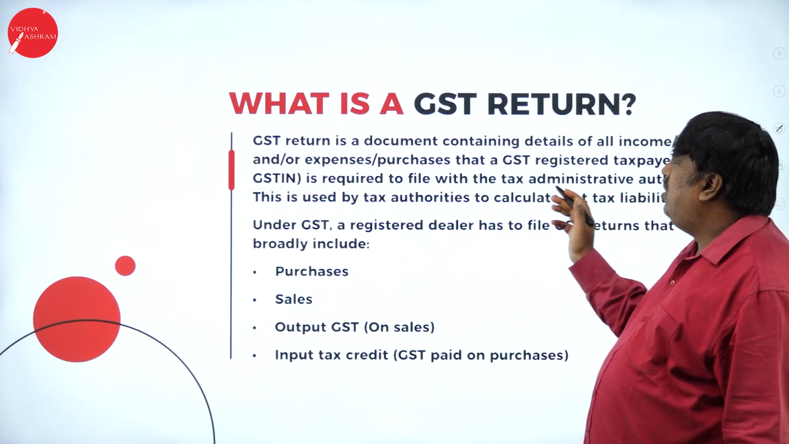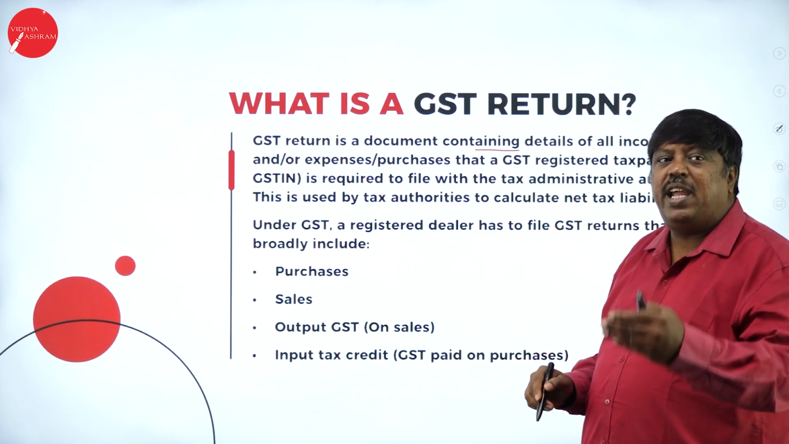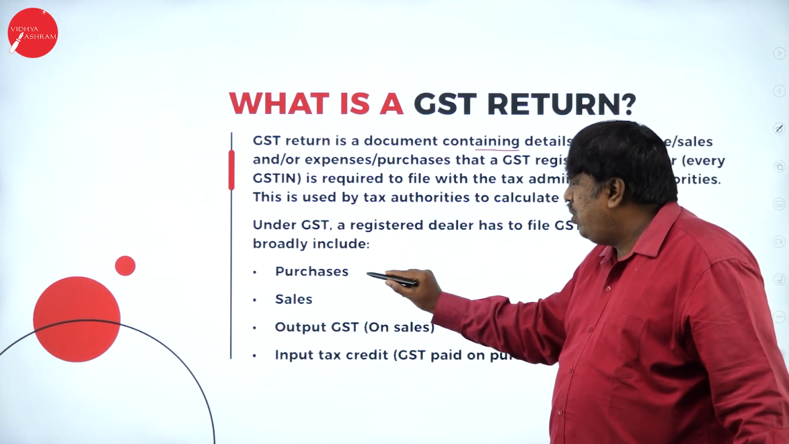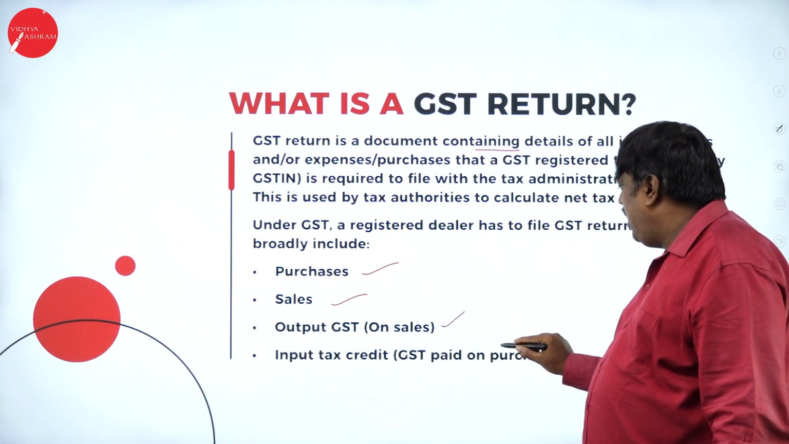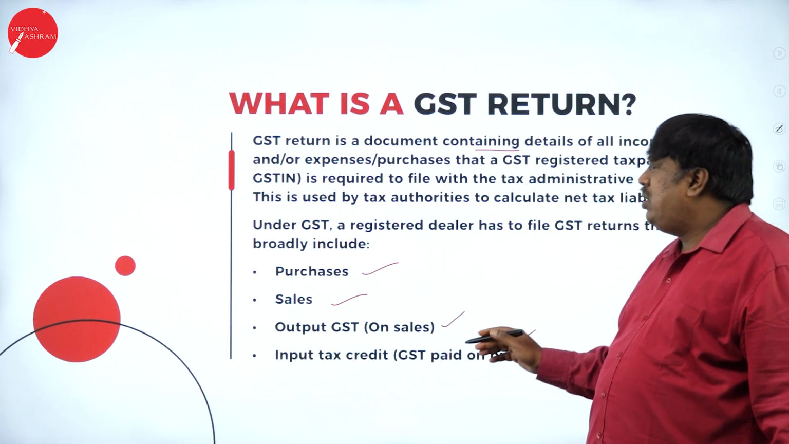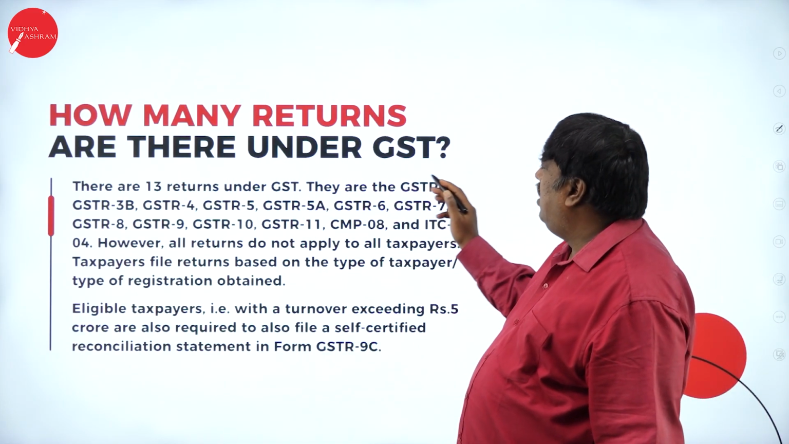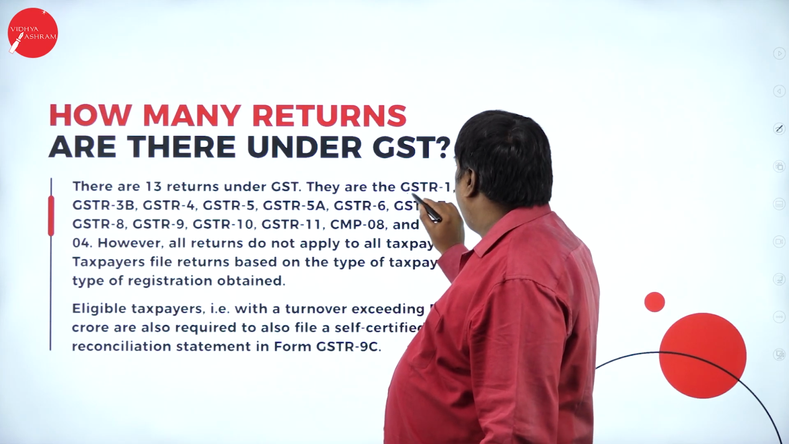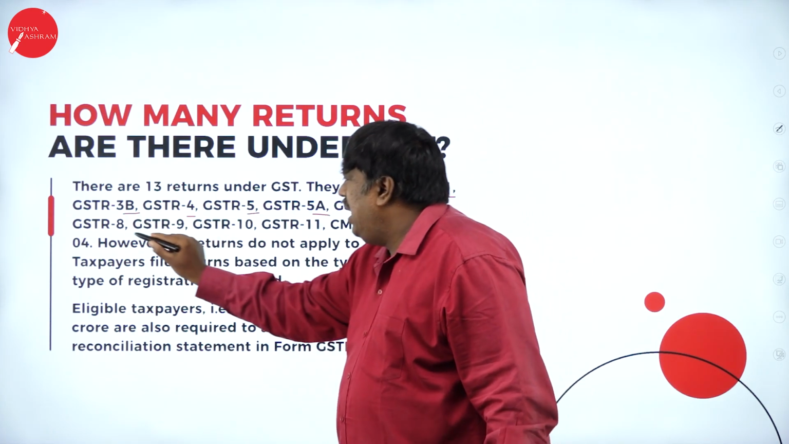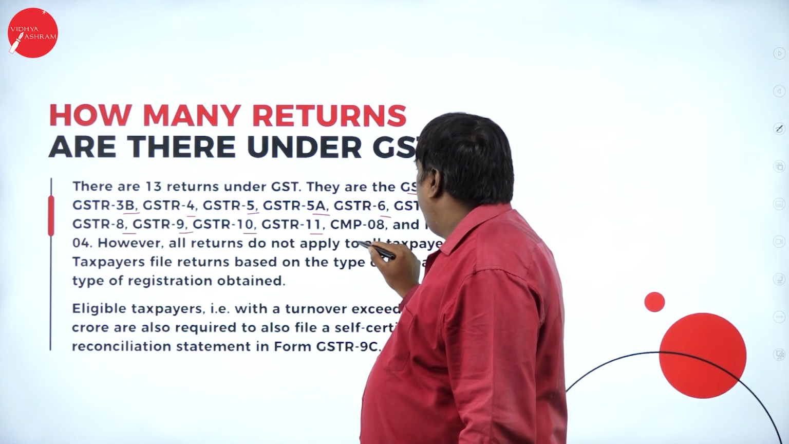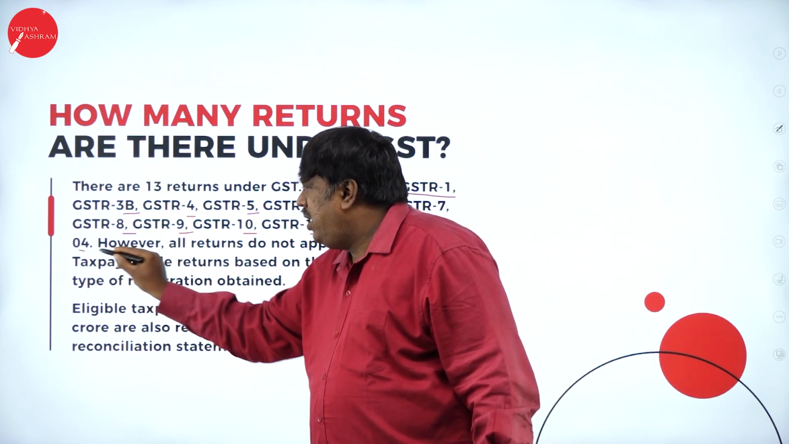What is a GST return? A GST return is a document containing details of the invoices paid to the GST, including purchases, sales, output GST and input tax paid on the purchases. These are the documents that should be there for payment of GST. How many returns are there under GST? There are GSTR 1, 3B, 4, 5, 5A, 6, 7, 8, 9, 10, 11, CMP composition 8 and ITC input tax credit 4.